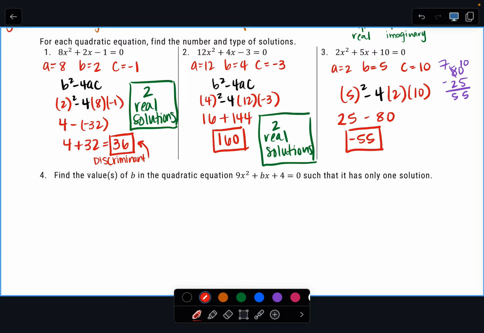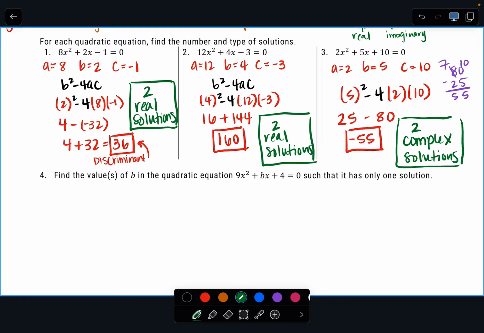So if it's a negative number, what type of solutions do I have? Two complex solutions. So all you're doing is plugging in and then seeing what type of number you get. Is it positive? Is it negative? Is it 0? If it's 0, the only one that wasn't on here, it would be 1 real solution.